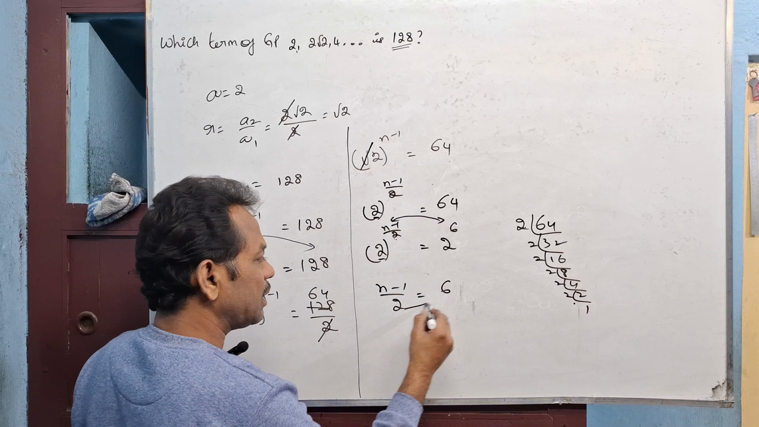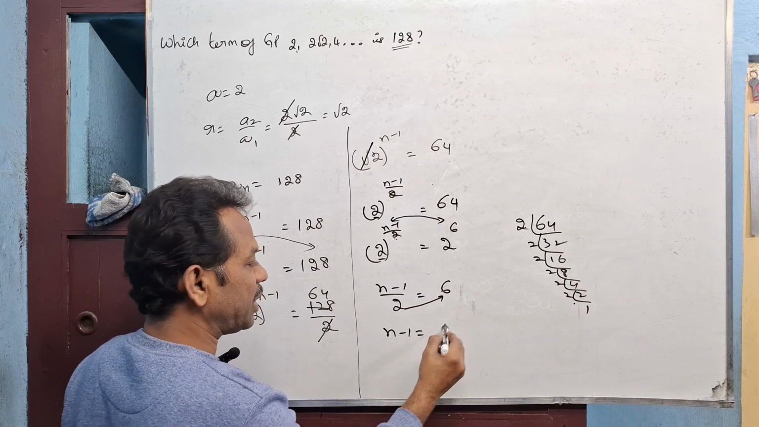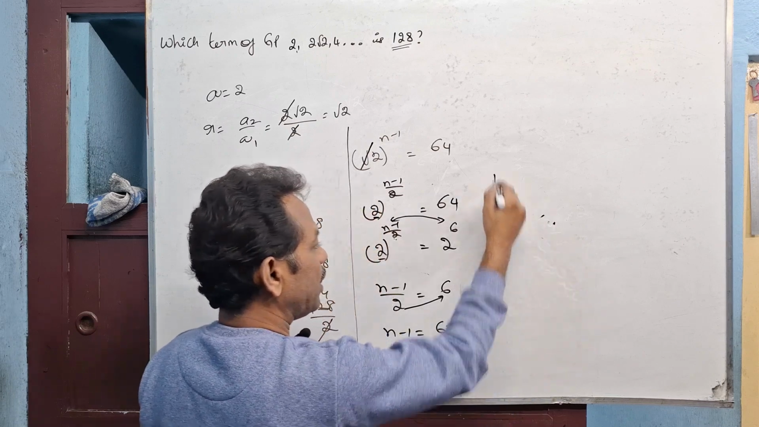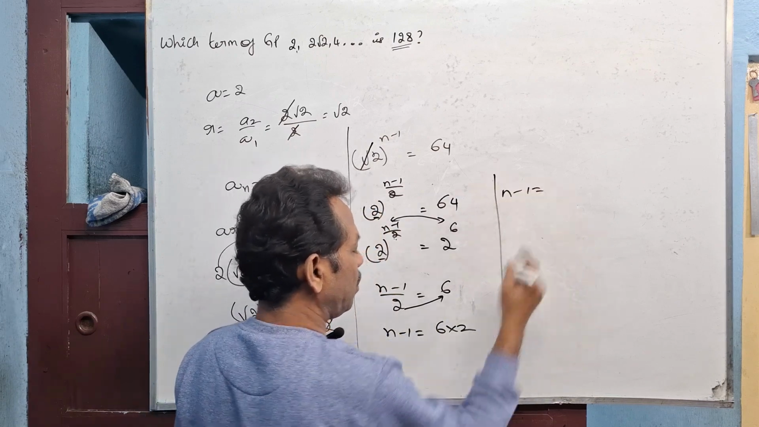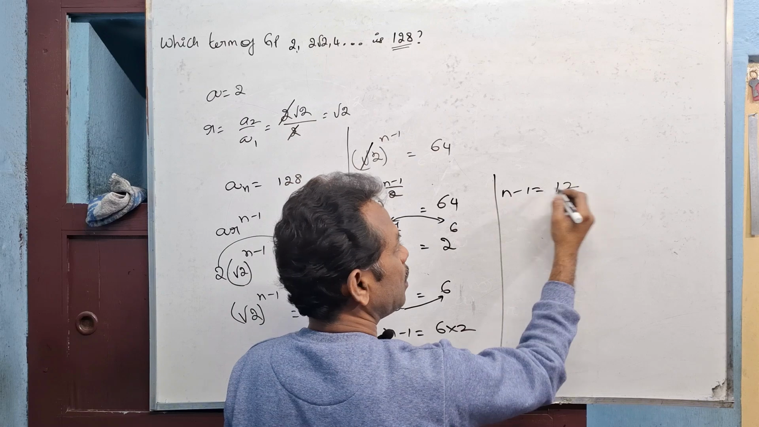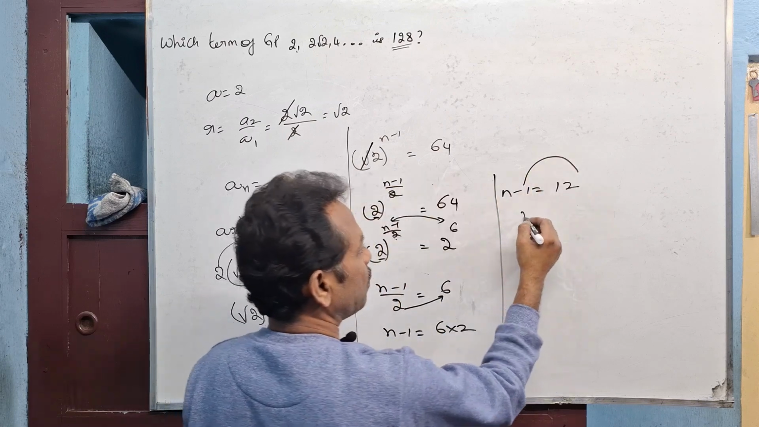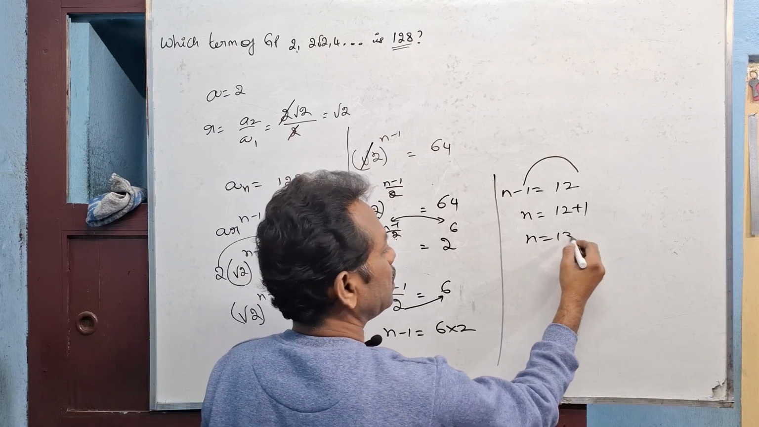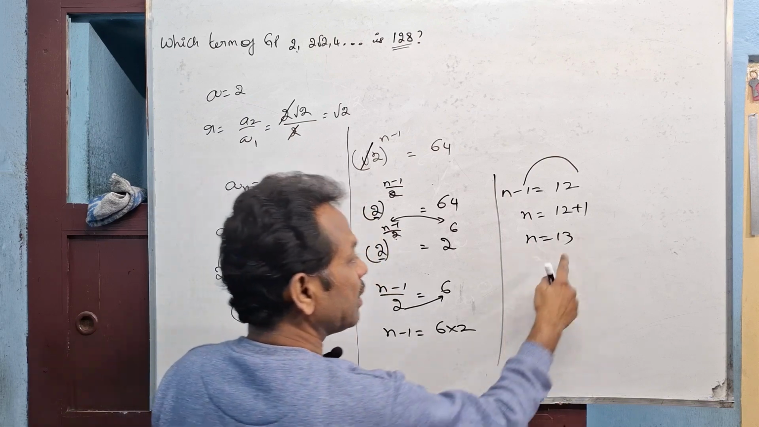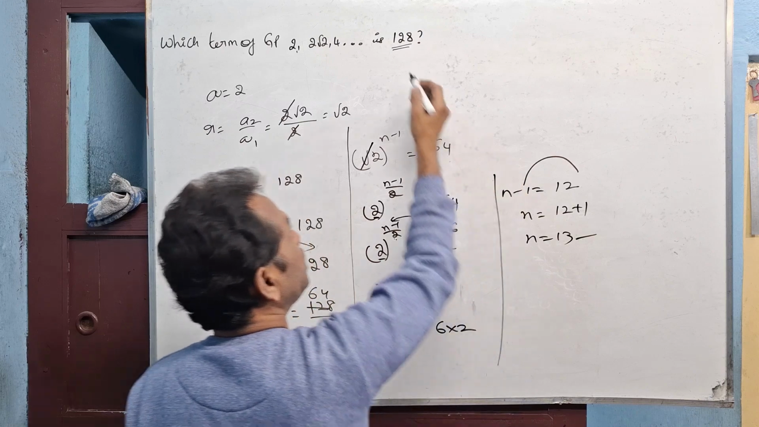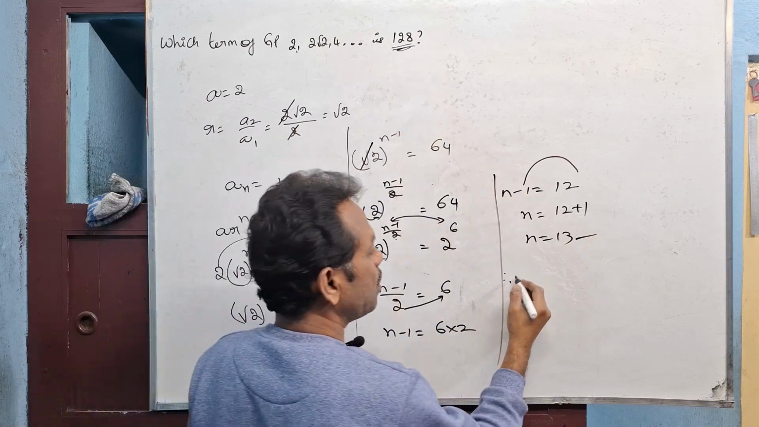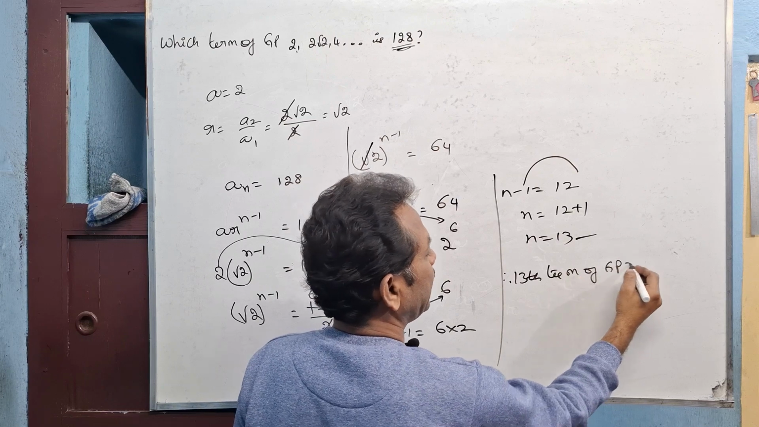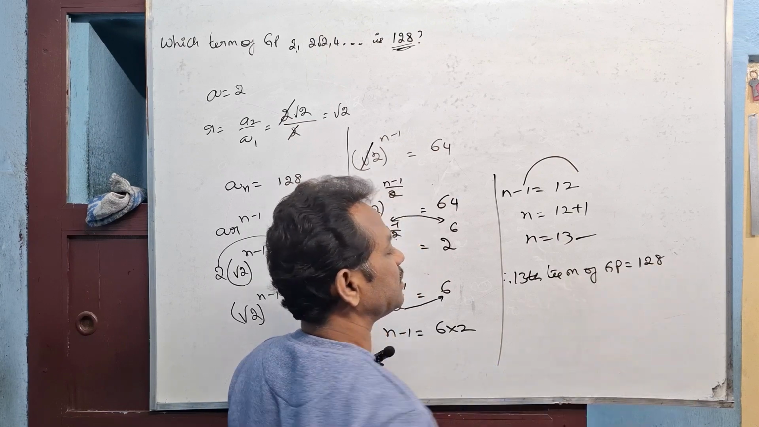Now let me shift the 2 to that side. So n minus 1 equal to 6 into 2, which is 12. Now 1 is shifted to RHS. So n equal to 12 plus 1, n equal to 13. So that means the 13th term of GP is 128.